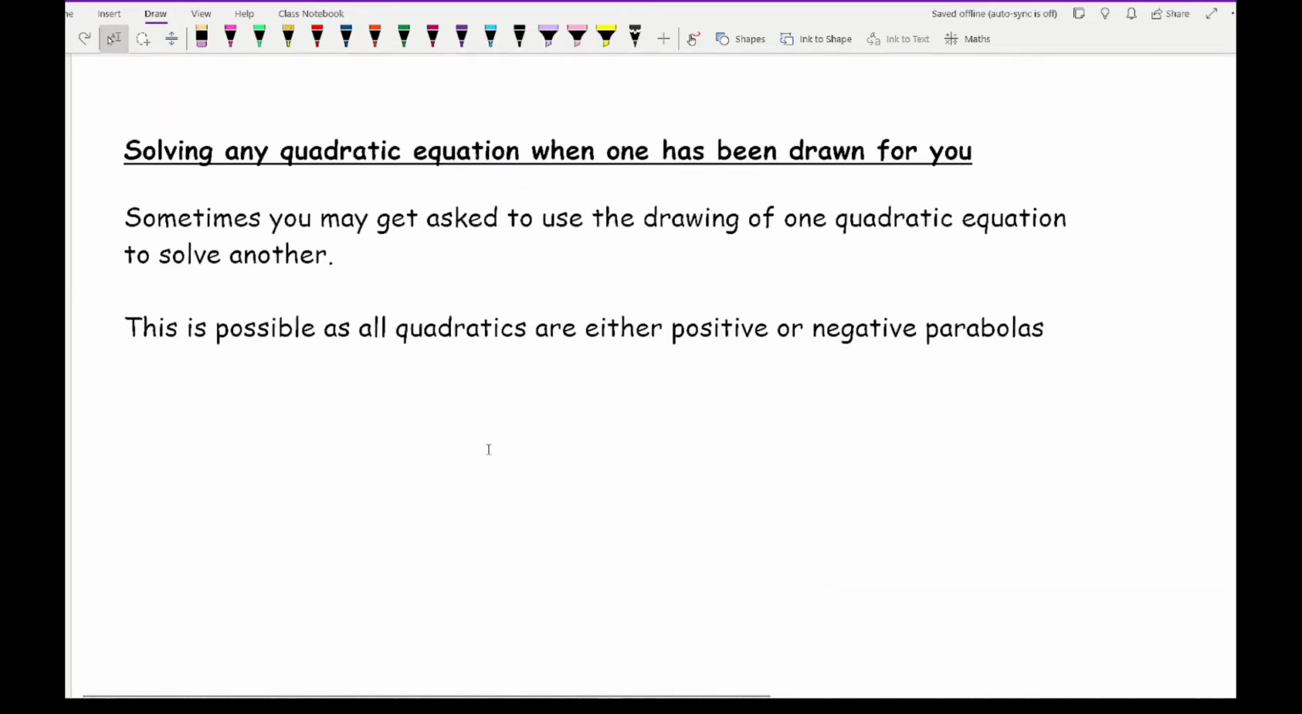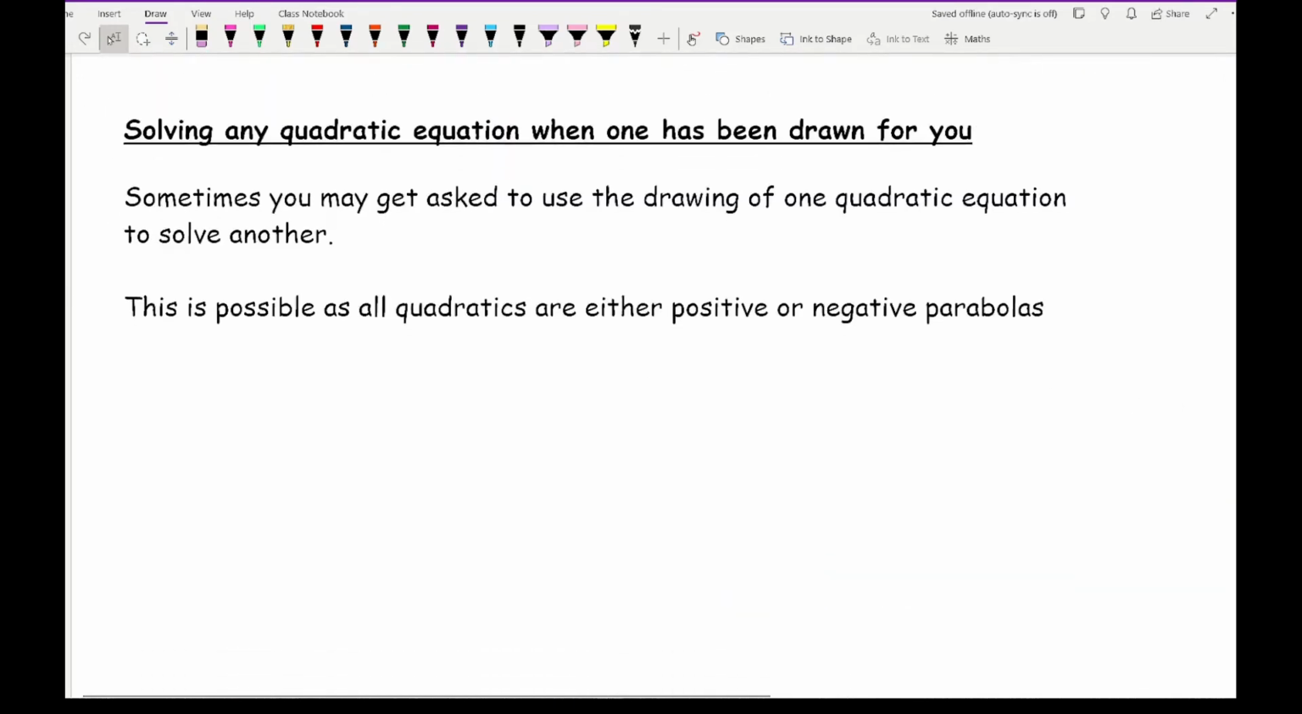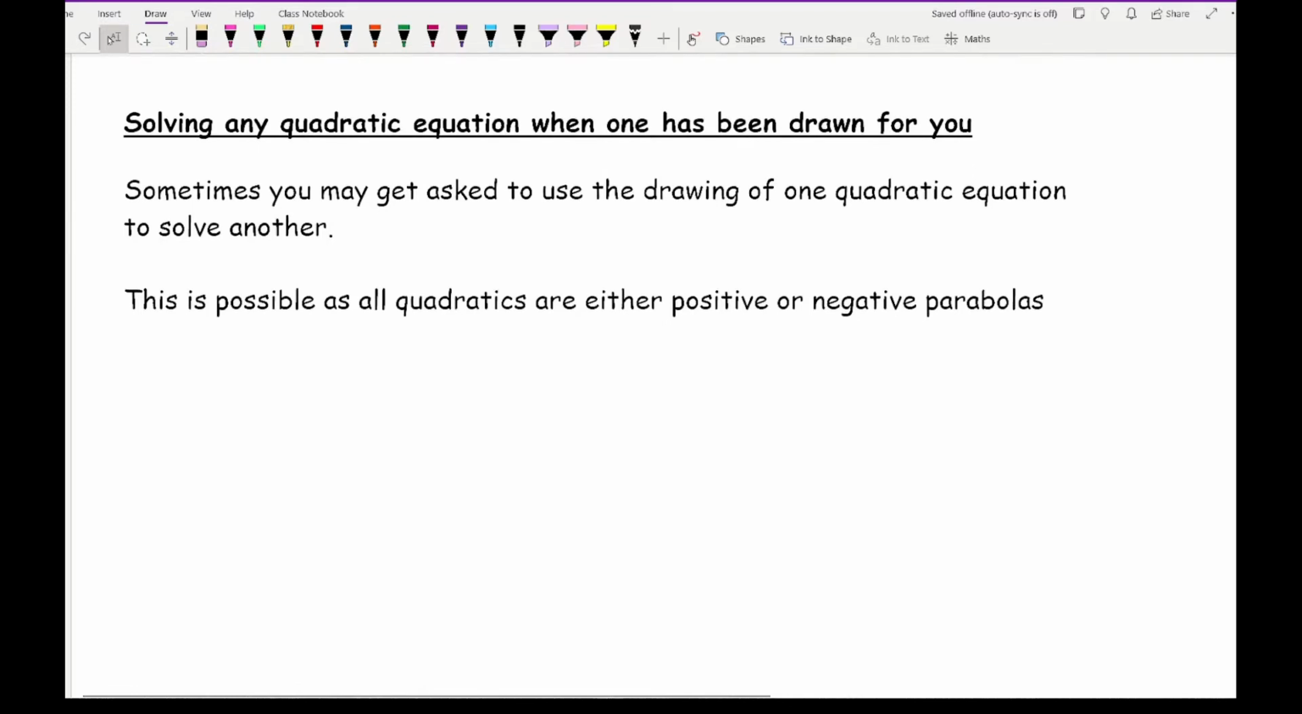Now, definitely for higher GCSE, solving any quadratic equation when one has been drawn for you. Sometimes you may get asked to use the drawing of one quadratic equation to solve another. This is possible because all quadratics are either positive or negative parabolas. So usually it's going to be a U shape or it's going to be an N shape.